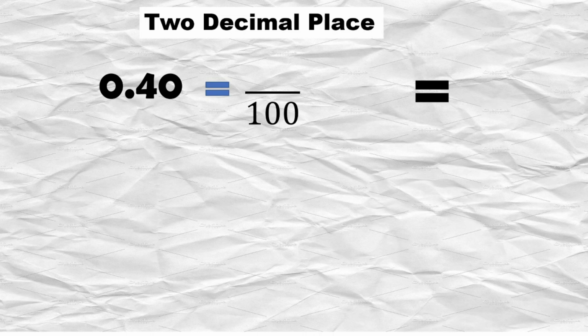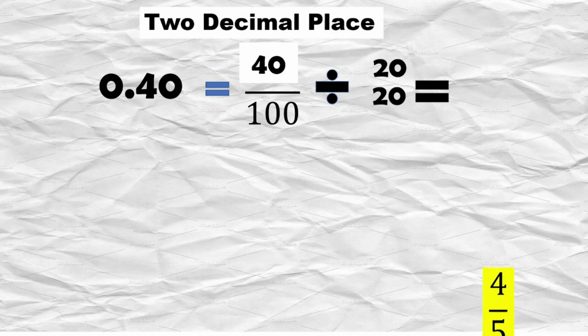Next, we have 0.40. We have 40 over 100. Now, let us find the lowest term of 40 over 100. Let us divide it by 20. 40 divided by 20 is 4, and 100 divided by 20 is 5. So 0.40 is equal to 4/5.